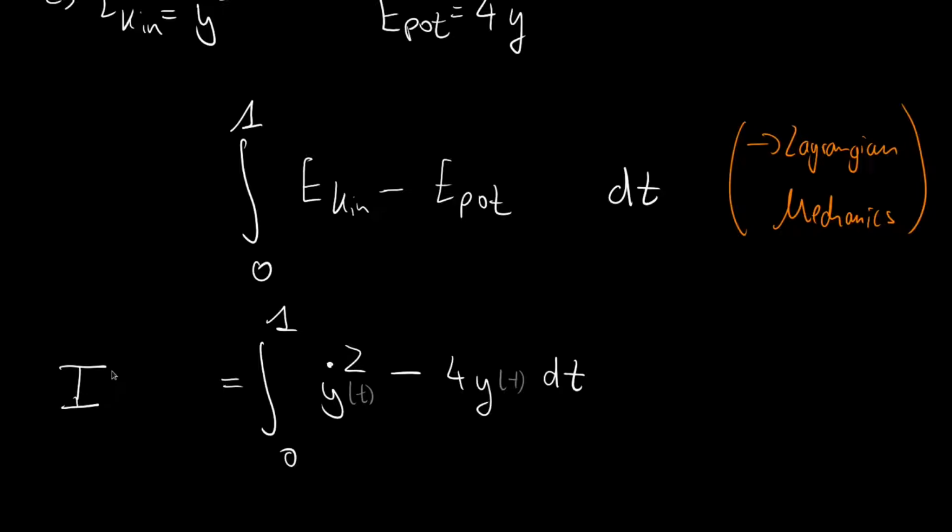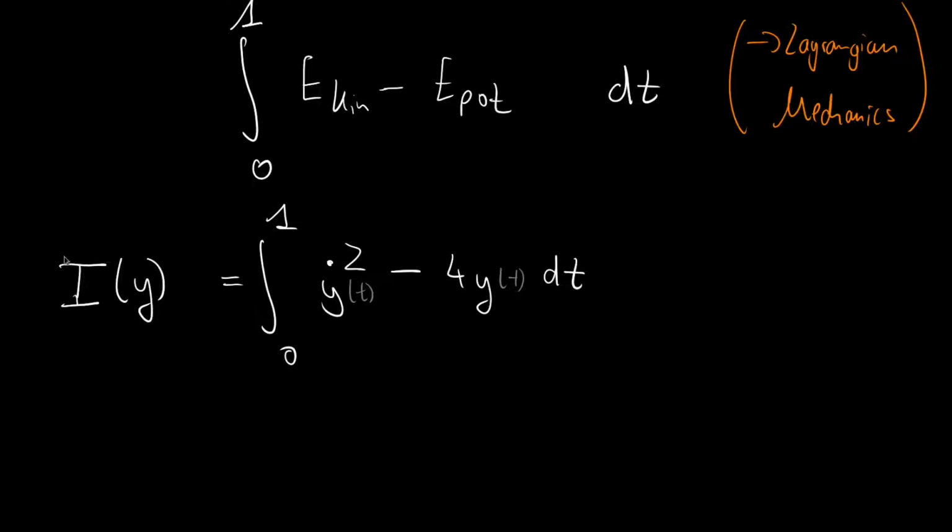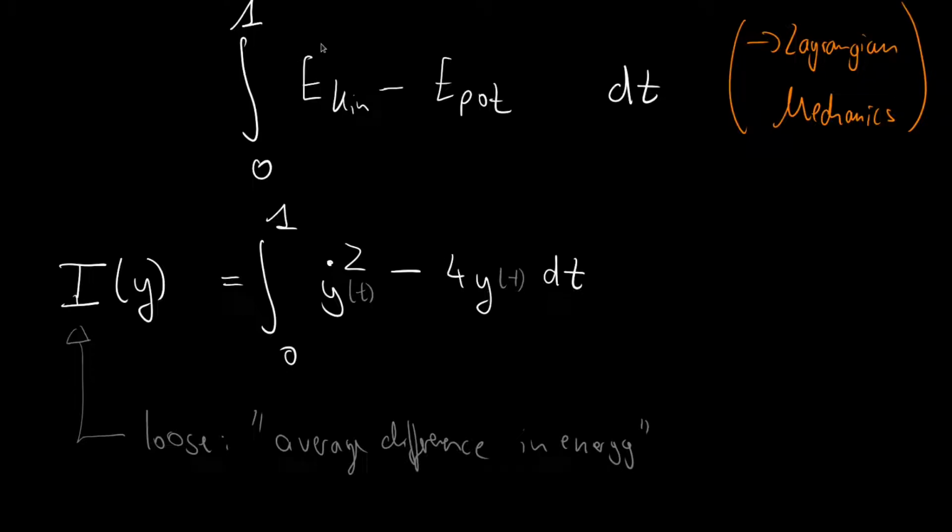and this capital I depends on y. So we plug in a function y, and then we get out a value I. But what is this value I? Well, there is a loose interpretation for this, and I will also frame this as loose here, and it is that it is the average difference in energy. Okay, this seems a little strange, but you take the difference of these two energies and then you integrate, so it's some sort of an average.